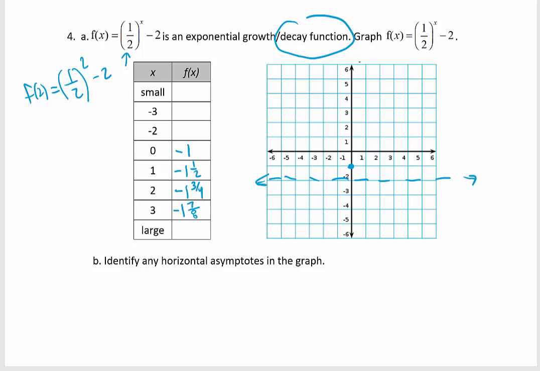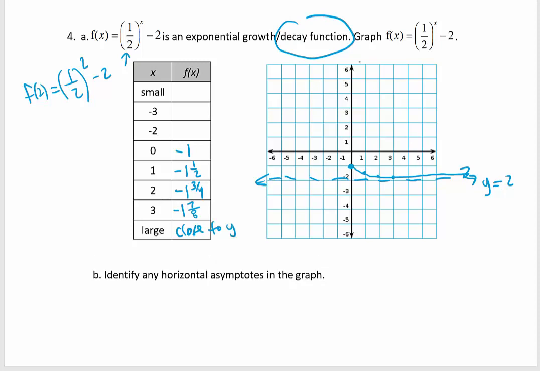Because at 0, we were at negative 1. Then we're going to move to negative 1.5. Then negative 1 3/4. Then negative 1 7/8. So we keep getting closer here on this side. And we're going to approach this line, y equals negative 2. And so as we get large, we'll get close to y equals negative 2.